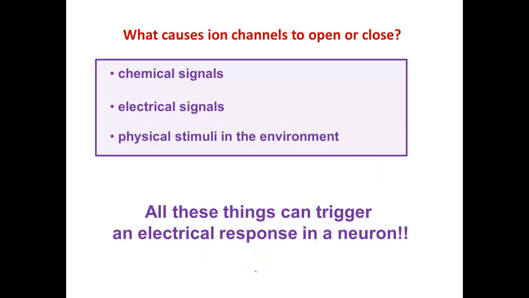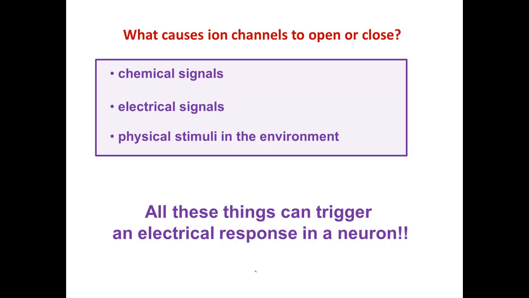Okay, so as you can see, there are lots of different types of signals that can ultimately cause ion channels to open or close. They could be chemical signals, electrical signals, or sometimes even physical stimuli coming from the environment. And all these different things have effects because they can trigger electrical responses in a neuron by causing ion channels to open and close, allowing ions to cross through that membrane, and therefore affecting membrane potential and triggering electrical responses within the neurons themselves.